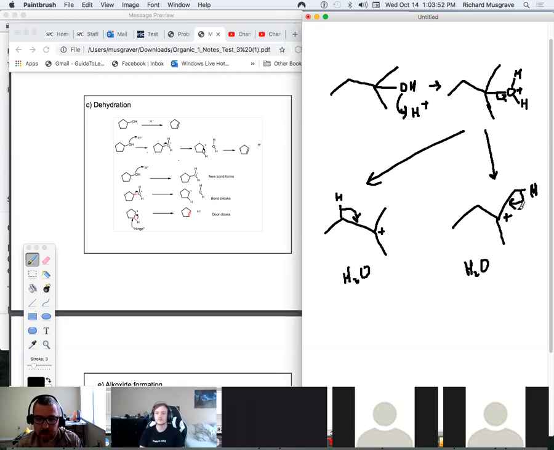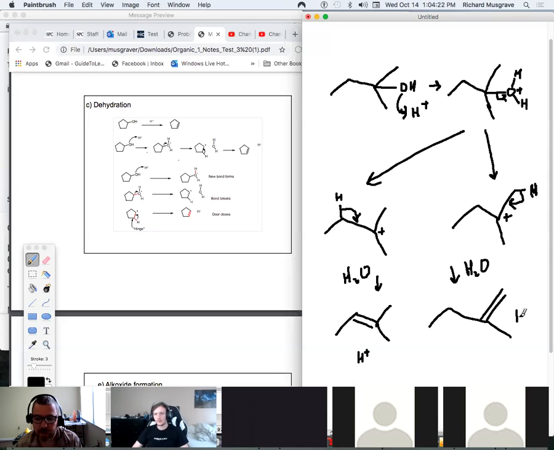So this one would form that alkene where the double bond is in the middle, and this one forms the one where the double bond is on the end. I wonder if you can tell which of those might be the main one. Any ideas?